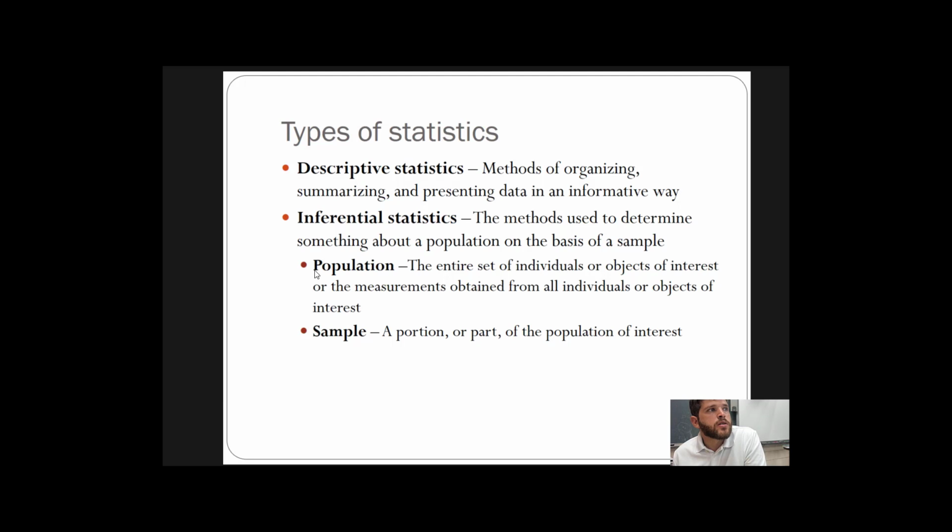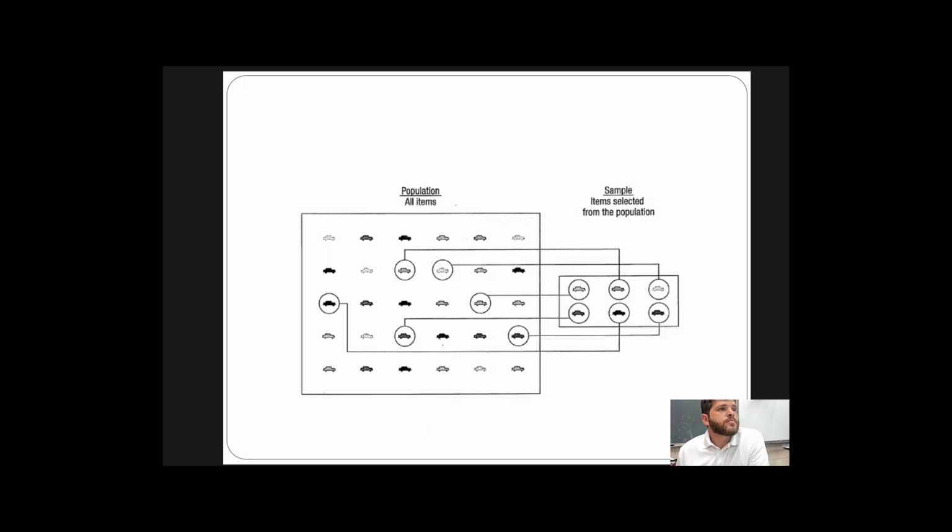Speaking of those two words, population is the entire set of individuals, so that would be like all the students in Parkview. And the sample is a portion or part of the population of interest. So for instance, you could do all intro to engineering kids or all stat and technical writing students as your sample. Or you could do a random sample.